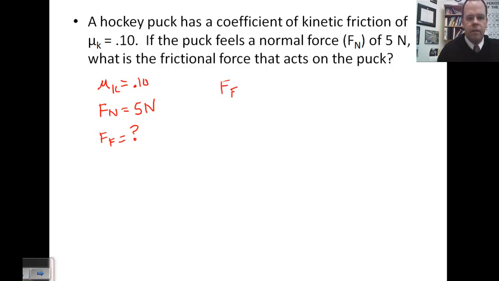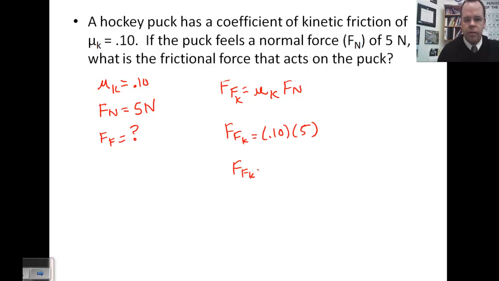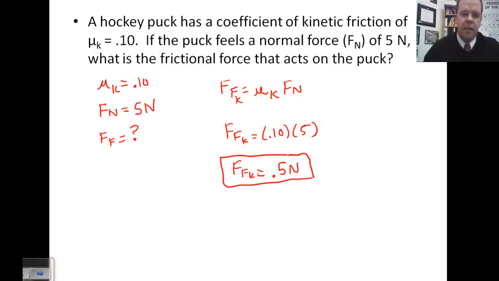The equation we have to work with for friction is the force of friction. In this case, kinetic is the coefficient of kinetic friction times the normal force. So in this case, the force of friction kinetic is 0.10 times 5. So our force of friction, which will be kinetic, sliding across the surface, is 0.5 newtons. It's pretty basic, just plug into the equation type problem.